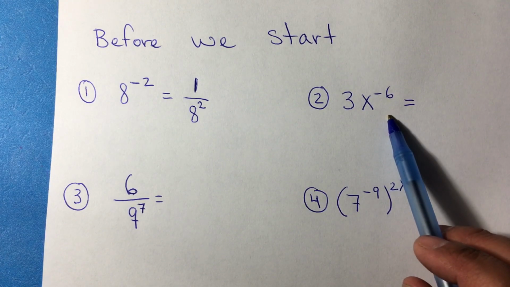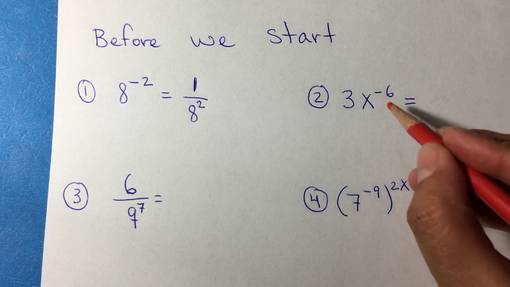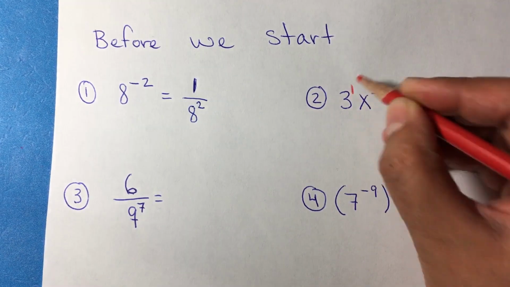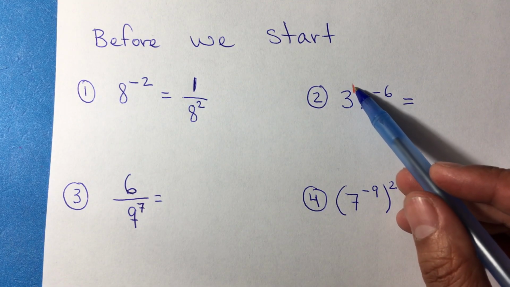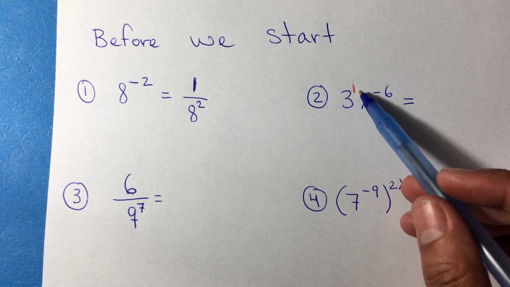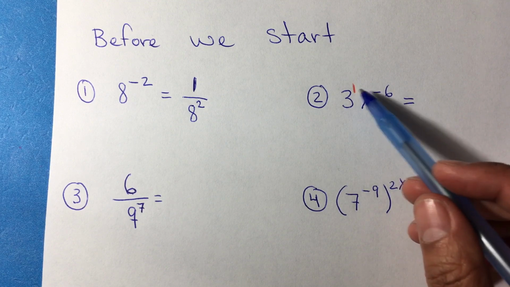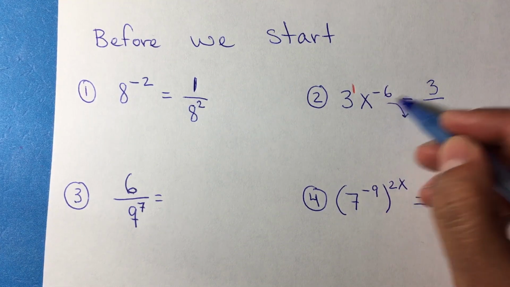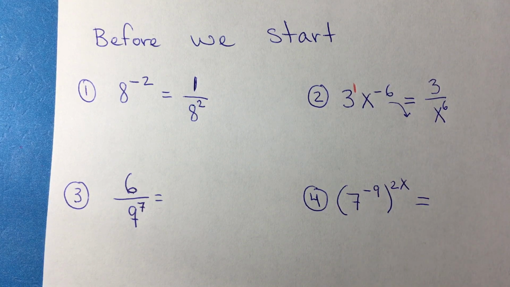Okay, what about number 2? In here, when we have the 3 in there, it doesn't have an exponent. The negative 6 belongs to the x, so the 3 has a teeny tiny 1. It's so tiny that we cannot see it, okay? But that's positive. It doesn't go to the denominator because it's positive, so it stays in the numerator. This goes to the denominator, and so it becomes x to the 6th power.